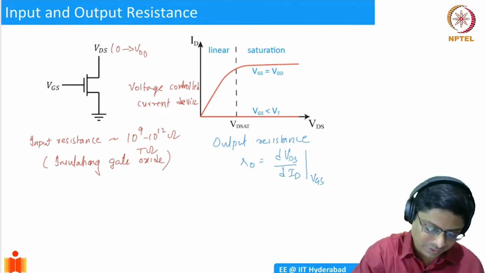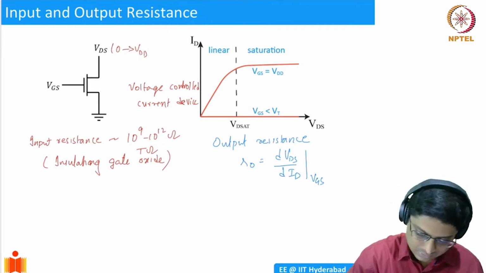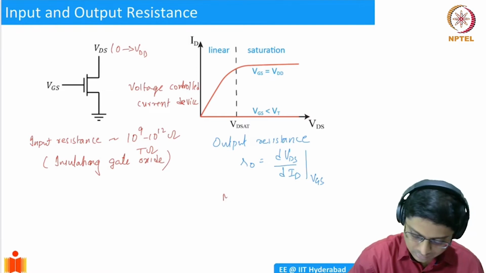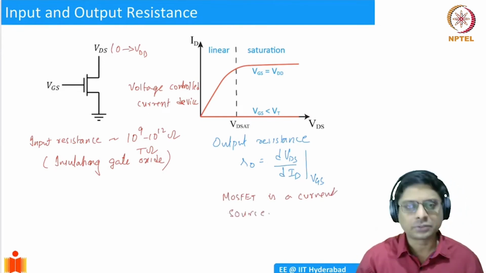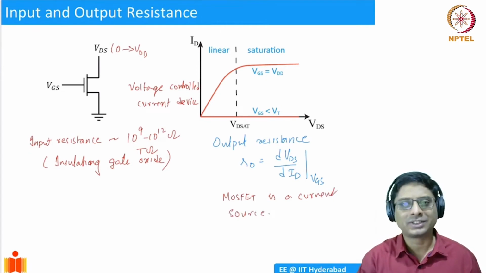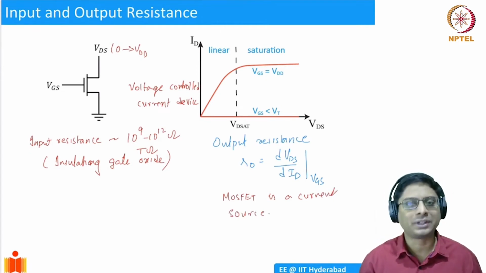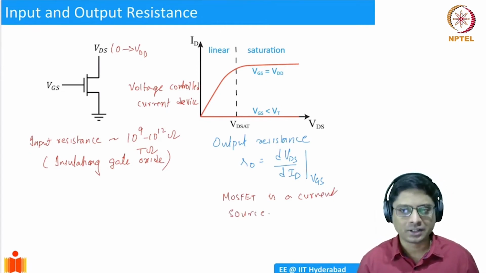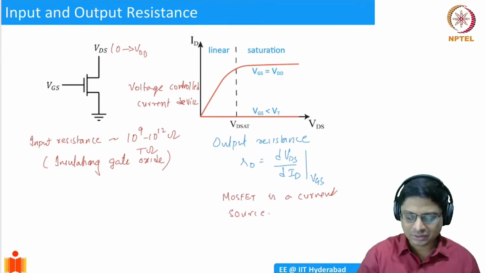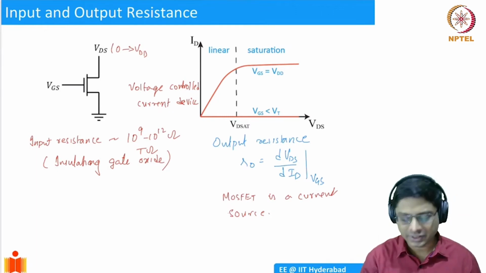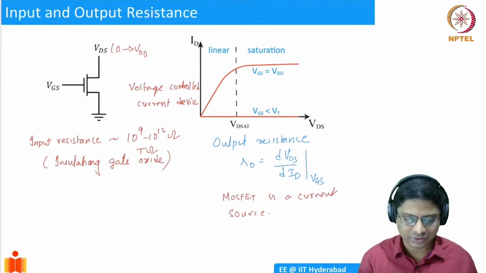Okay. A MOSFET is a current source. What is the characteristic of a current source? Irrespective of your load, it should supply the same amount of current, and it does that when its output resistance is large. Okay. So you could also see that there is a very small change in the drain current compared to a large change in the VDS. That's why it has a larger output resistance.